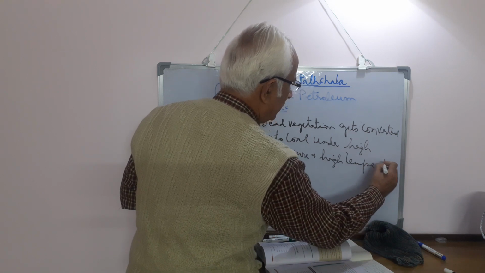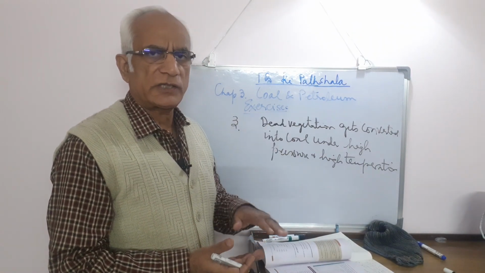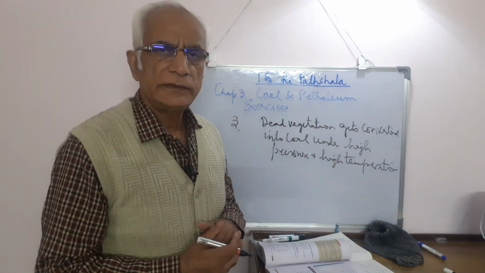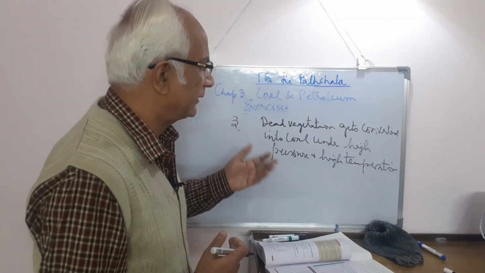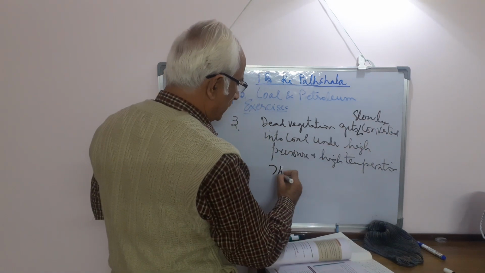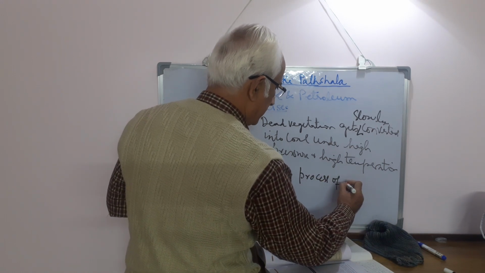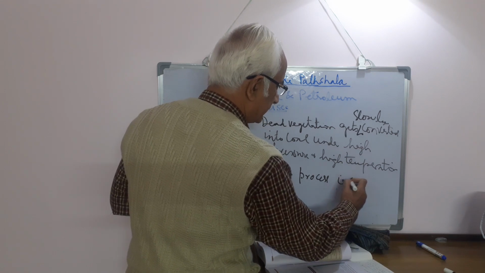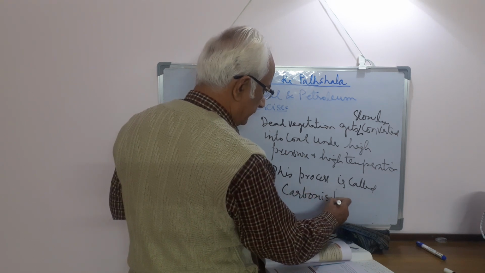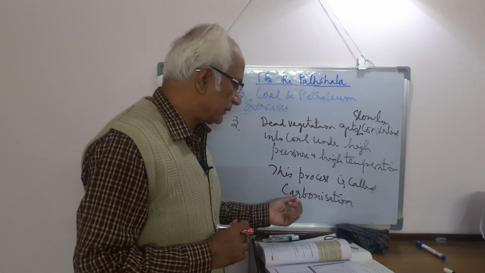So when the plants and the trees get buried under the surface of the earth, there the pressure is very high and the temperature is also high. Under the high pressure and high temperature, these dead vegetation slowly get converted into coal. You can add word slowly. This is a slow process. This process is called carbonization. This is second part of the answer. इसका नाम क्या process का? Called carbonization. This process of conversion of dead vegetation into coal is called carbonization.